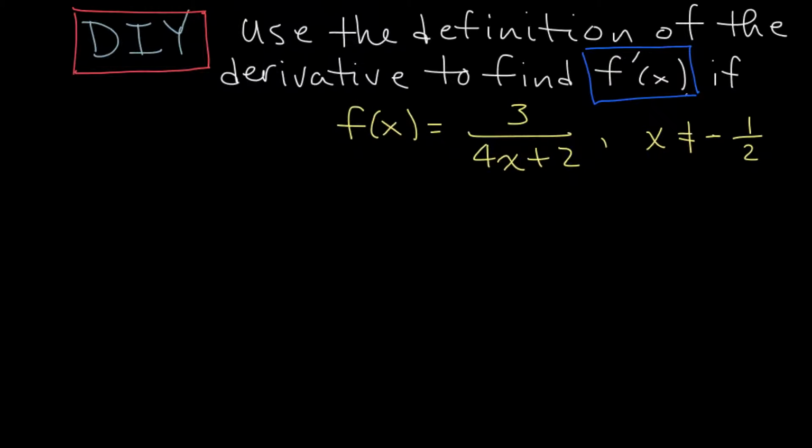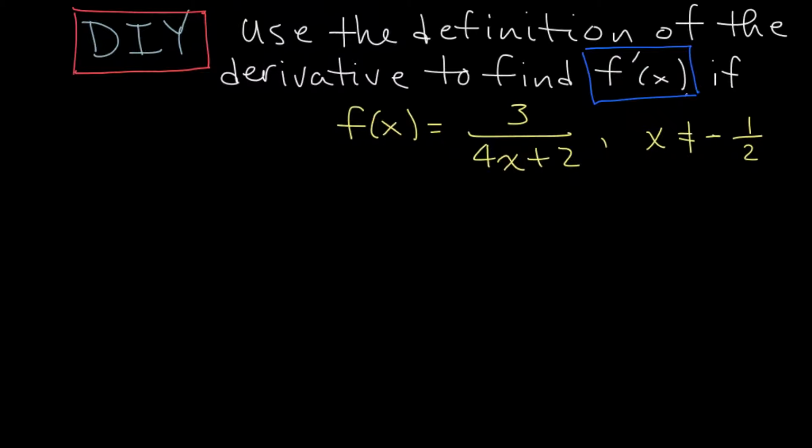This problem is for you to try yourself. We're asked here to use the definition of the derivative to find f prime of x if f of x is equal to the function 3 divided by 4x plus 2, where x is not equal to minus 1/2. And the reason we exclude this value from the domain of the function is that when x is equal to minus 1/2, the denominator will be 0.